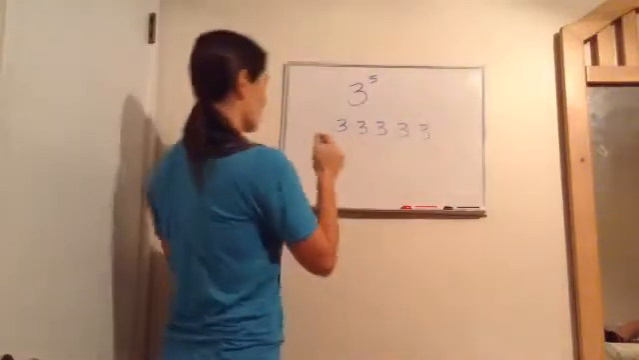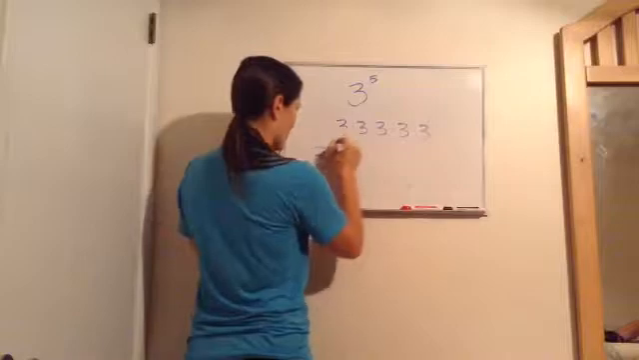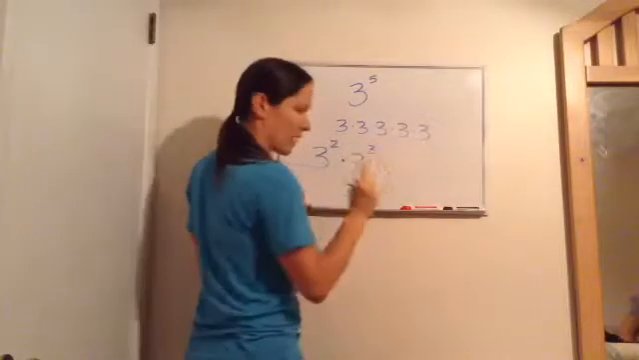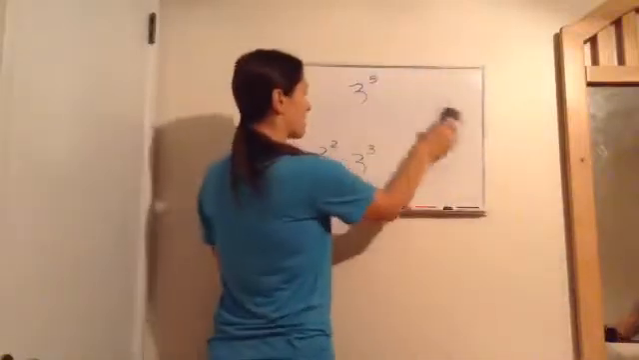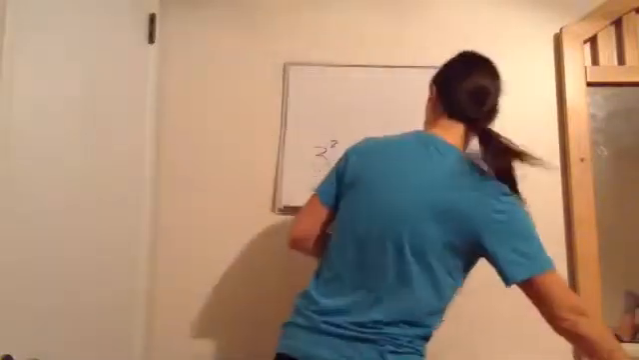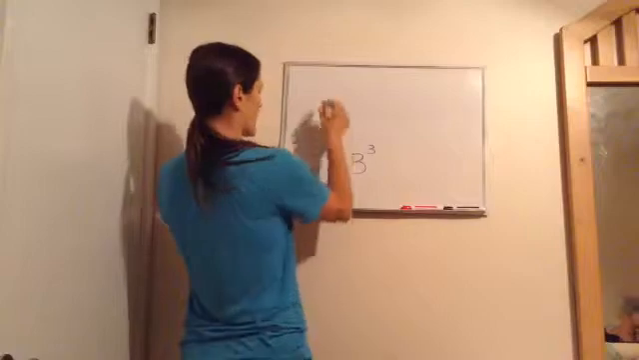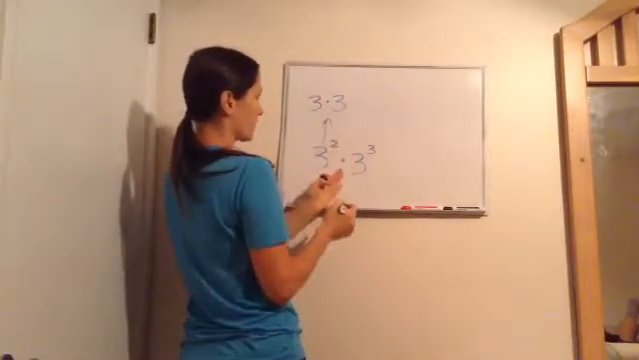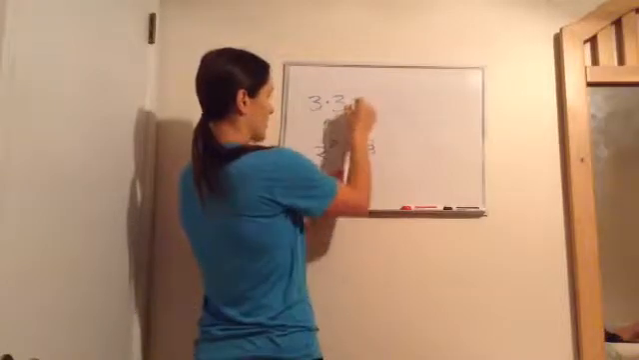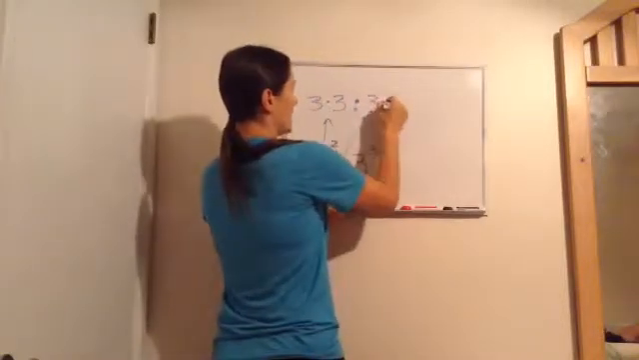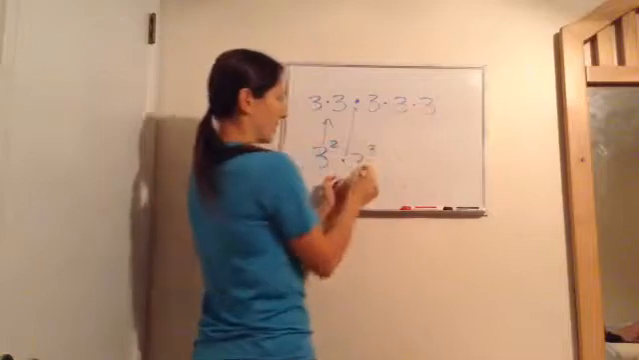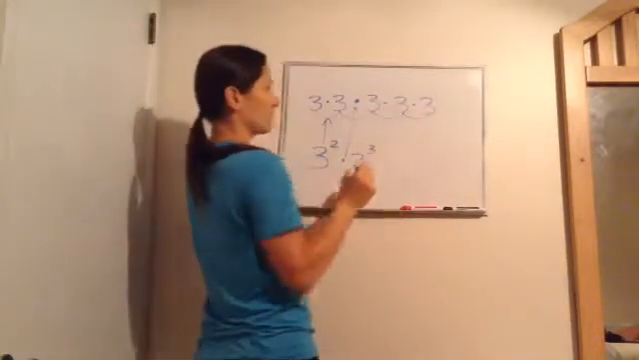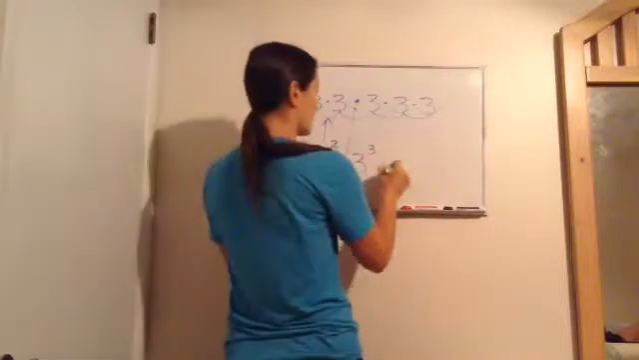Now, what if you were to see this? 3 to the second power times 3 to the third power. You may remember from last year what you're supposed to do with this, but let's just do it illustratively. This would be 3 times 3, right? Times 3 times 3 times 3, right? So how many times am I actually multiplying 3? 5 times.